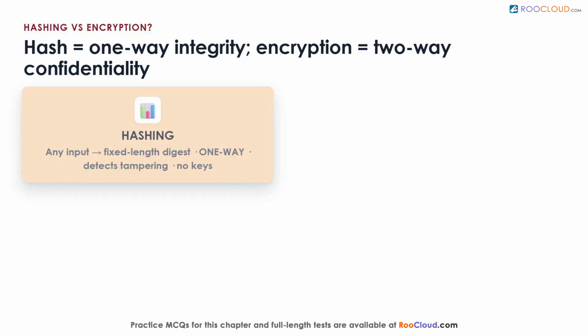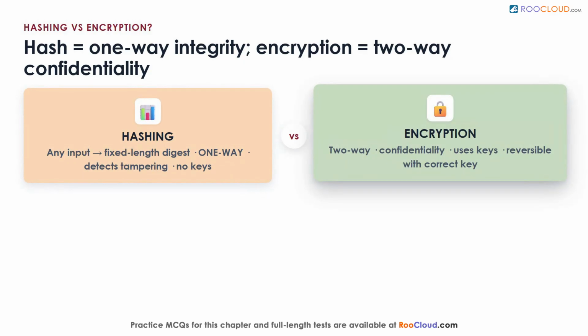So how does hashing differ from encryption? Encryption is 2-way and protects confidentiality. Hashing is 1-way and verifies integrity. Encryption uses keys, hashing doesn't. To check a message hasn't changed, you compare the digest you computed with the one sent.